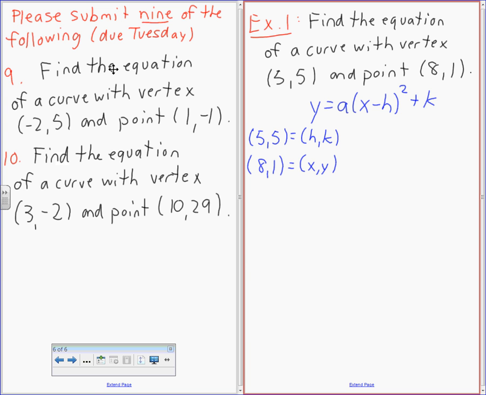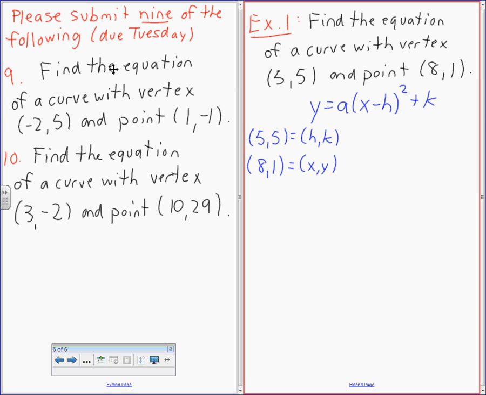Now before I motor on here, are we okay with where that came from? The question was, what if I pick the points in the other order? That would be incorrect, because the vertex has got to be the vertex.